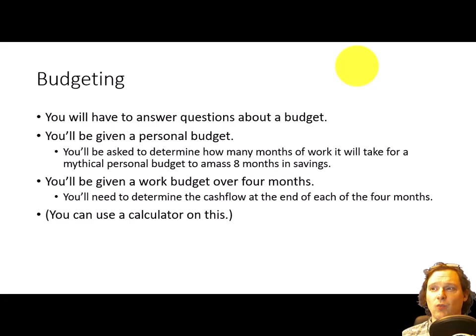And you'll be given a work budget over the course of 4 months. You'll be given a list of income and then a list of expenses. You add up the income per month, you subtract the expenses, and that will give you the net total for that month. And then you have to carry it over from month to month to figure out the overall cash flow at the end of each month for 4 months. And again, you can use a calculator.